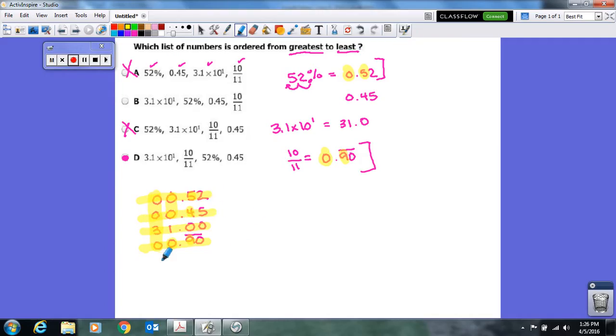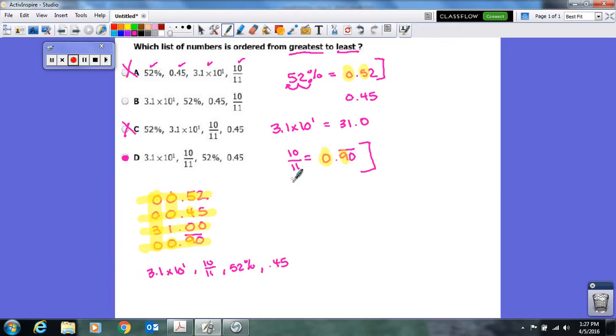So if I'm literally putting these in order of how they look on here, from greatest to least, I would list it as 3.1 times 10 to the first power. Then I would list it as 10 over 11. And then I would list it with 52%, because that's 0.52. And then the last value, the decimal that was given to us, 0.45, stays 0.45. So this is in order from greatest to least.